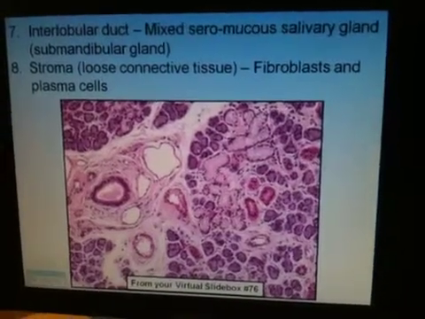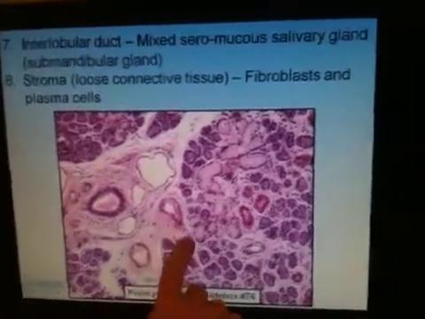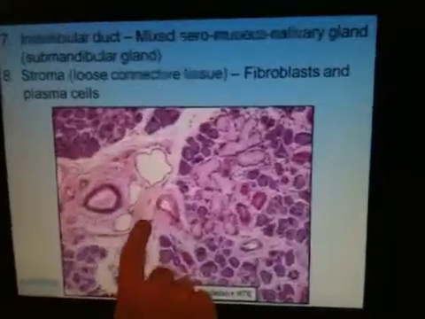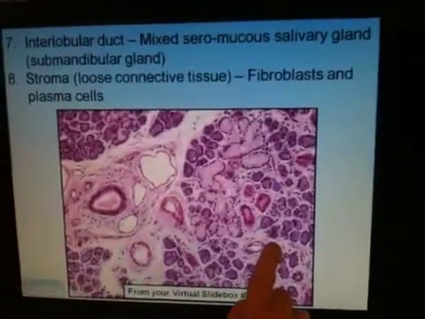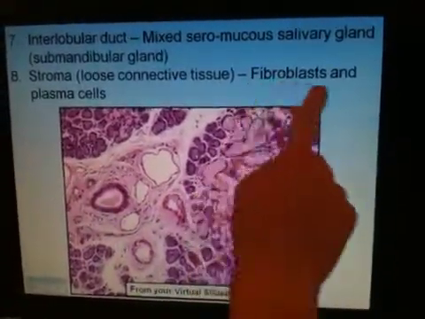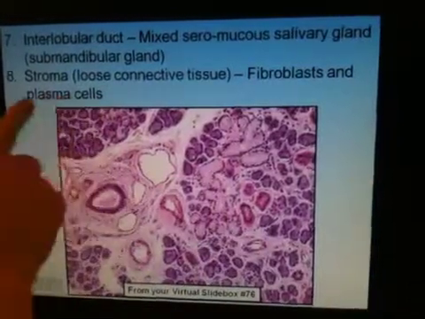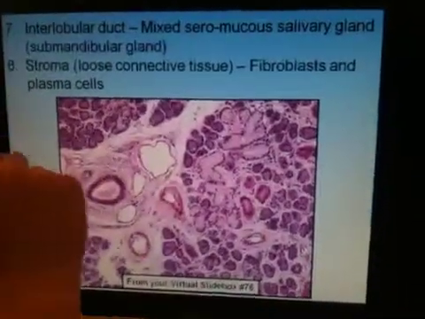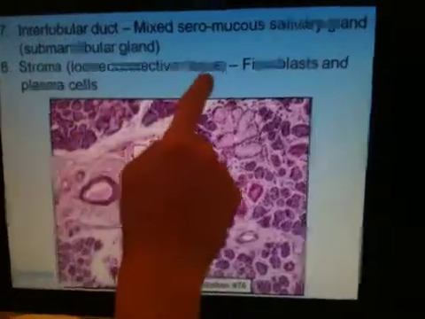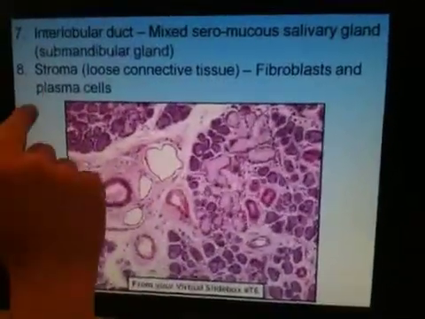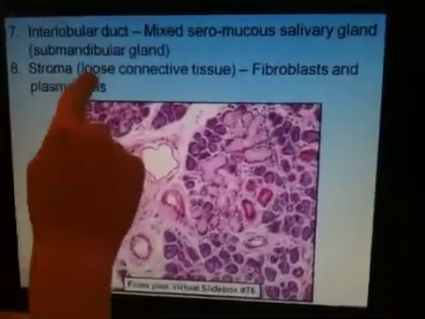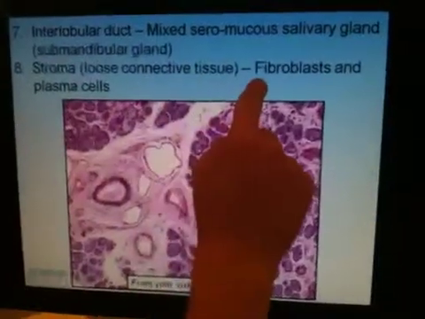Number 8, this is stroma, a loose connective tissue. What produces it? Fibroblasts, and there are plasma cells in there too, secreting antibodies that enter the saliva. Those are the 2 main cell types. There are other cell types, like lymphocytes, but plasma cells and fibroblasts.